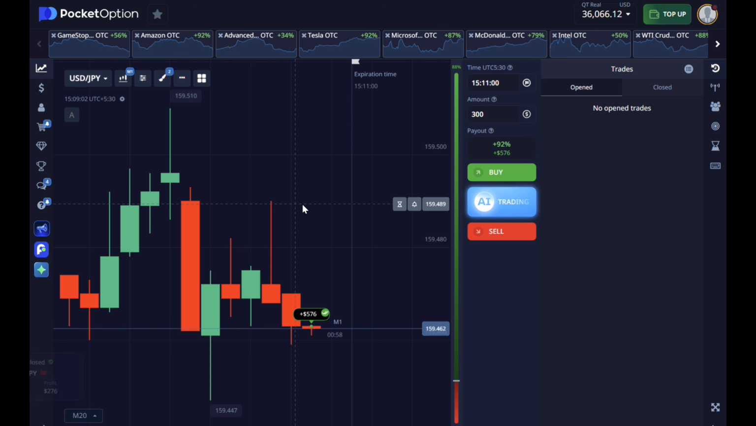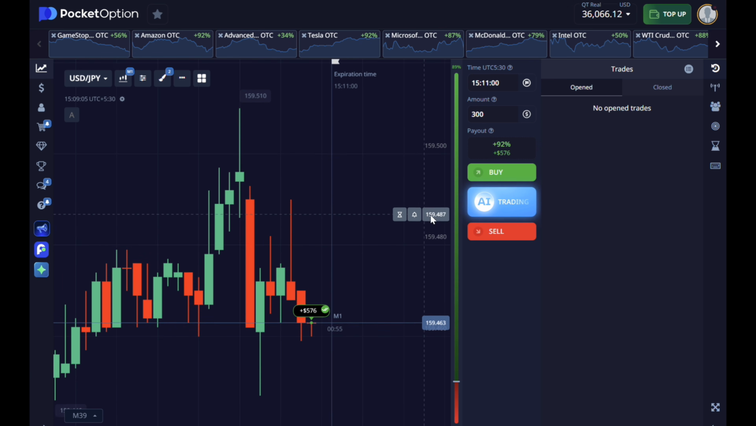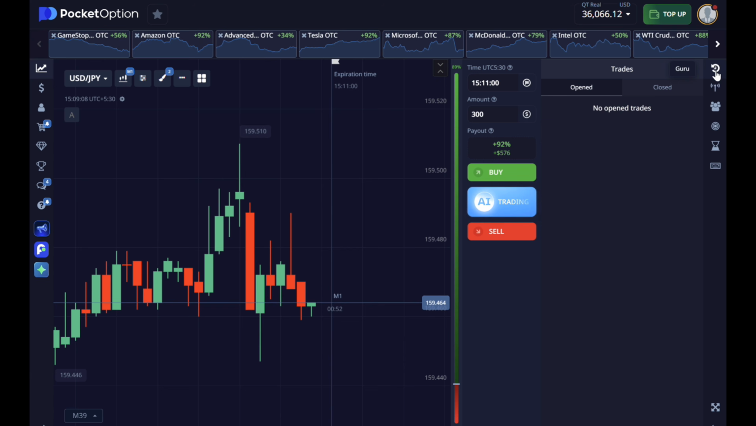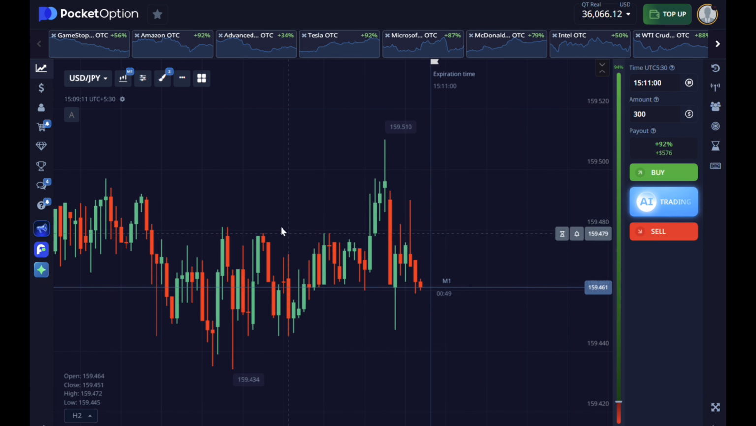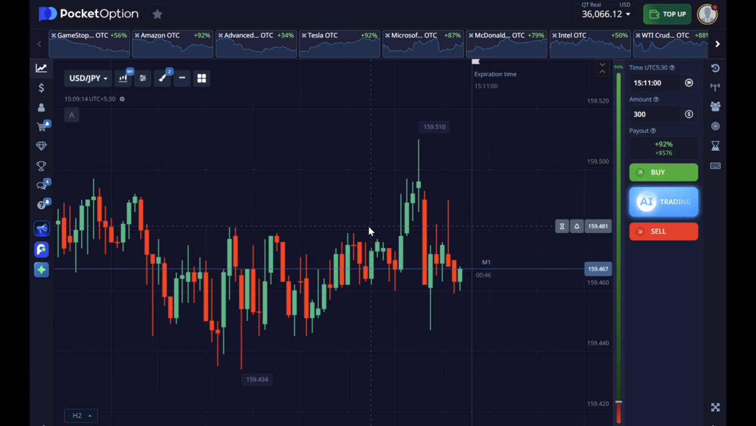So guys, finally, this trade turned out to be profitable as well. And that's all for today. This is enough. So guys, the trading I focused on today was based on candlestick psychology.